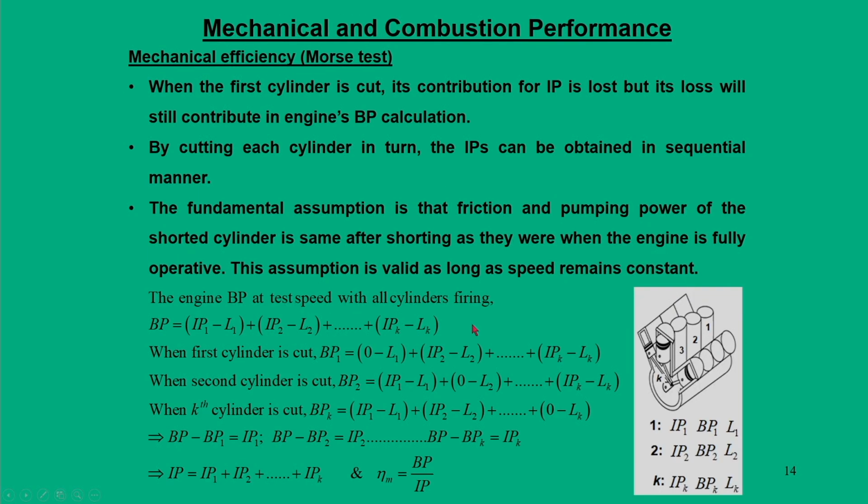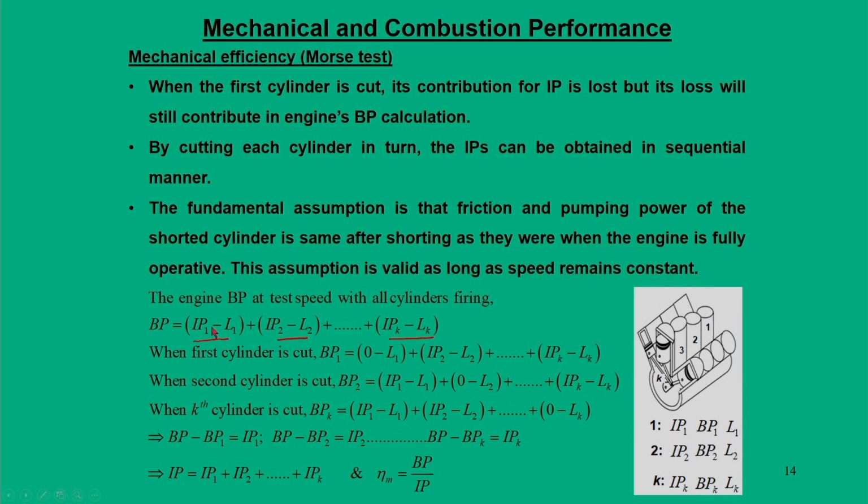Now, once you do that, what we are going to get in our estimate is that when the engine is run with all the cylinders firing, we can calculate the brake power as IP1 minus L1 plus IP2 minus L2, that is the brake power in each cylinder. So, this is cylinder 1, this is cylinder 2 and this is cylinder k.